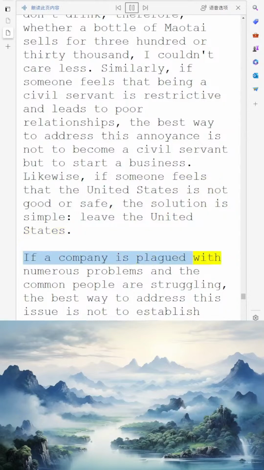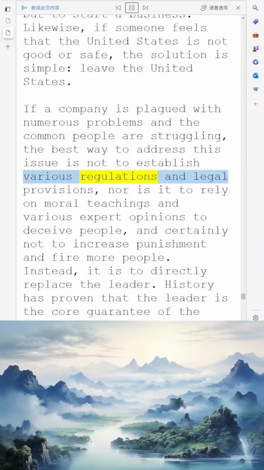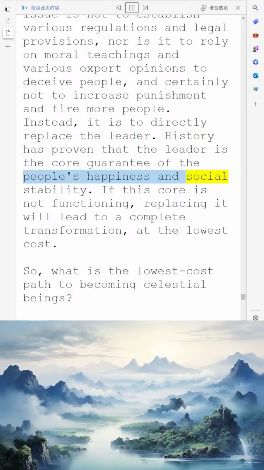If a company is plagued with numerous problems and the common people are struggling, the best way to address this issue is not to establish various regulations and legal provisions, nor is it to rely on moral teachings and various expert opinions to deceive people, and certainly not to increase punishment and fire more people. Instead, it is to directly replace the leader. History has proven that the leader is the core guarantee of the people's happiness and social stability. If this core is not functioning, replacing it will lead to a complete transformation at the lowest cost.